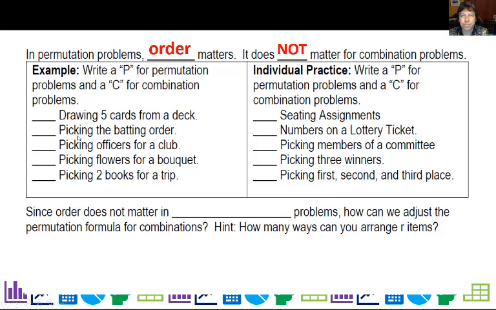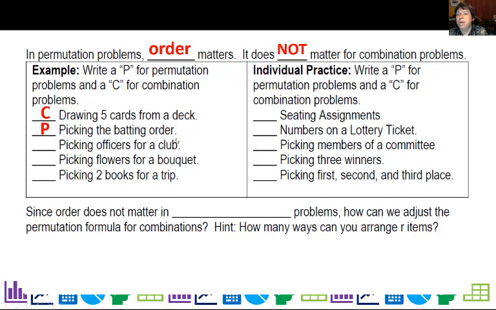Drawing 5 cards from a deck. If you're playing poker, you can rearrange. It doesn't matter if you're getting all 5 cards at the same time, which order you got them in. All right, so we're going to say that's a combination. If you're picking the batting order, that's order matters. So that's permutation. Now, one way I keep them straight is permutation starts with the P, and I say, position matters. That's like order. So that's how I can keep track of the difference between permutation and combination.